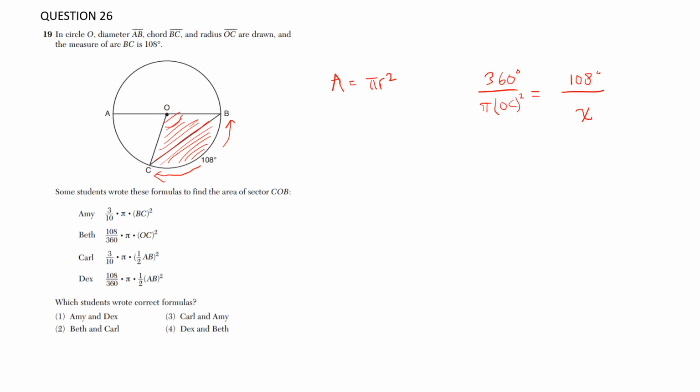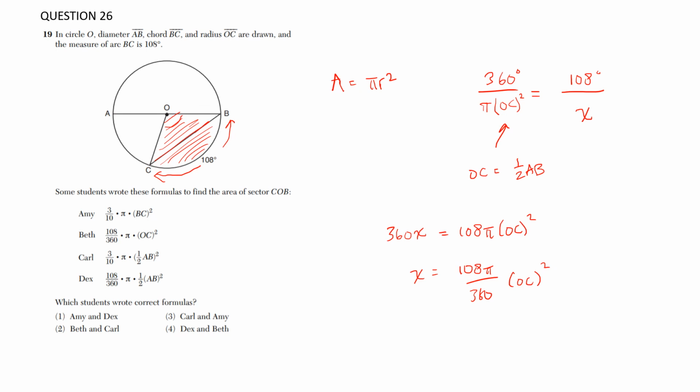Now, the radius could also be half of AB squared, right? Because OC is also equal to 1/2 AB, because AB is the diameter. When we cross multiply, we get 360x equals 108 pi OC squared. We're solving for x, so x equals 108 pi over 360 times OC squared. And we're going to hold right there.